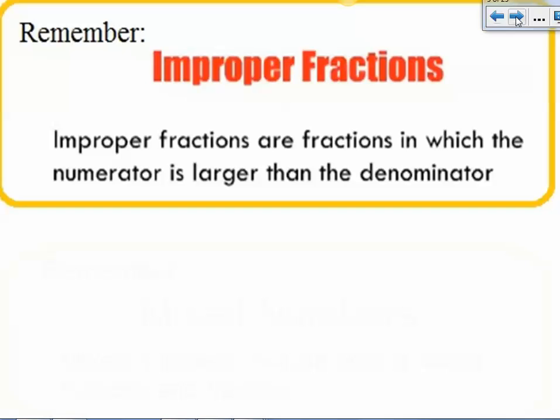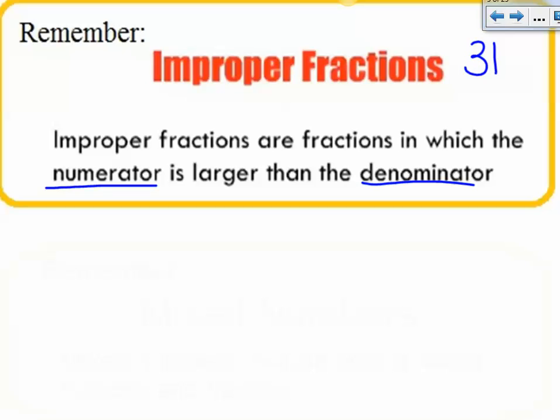If you're hearing that bell in the background, that means you guys are just starting 9th period today. So remember, improper fractions are fractions in which the numerator, the top number, is larger than the denominator, the bottom number. An example might be 31 over 12, because the numerator is bigger than the denominator. It's whenever the top number is bigger than the bottom number.